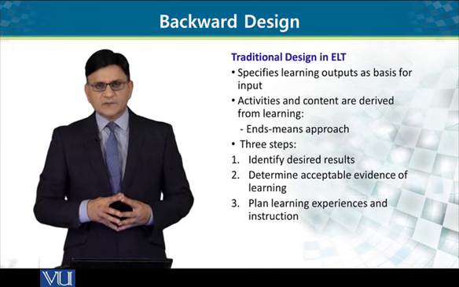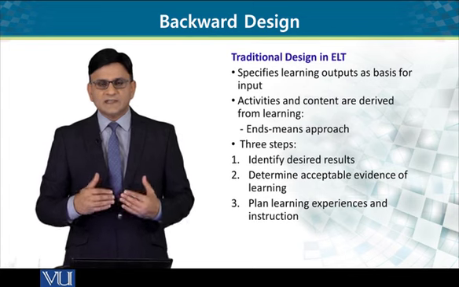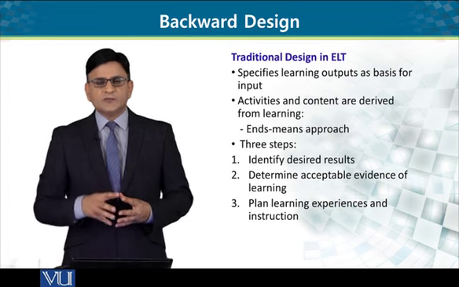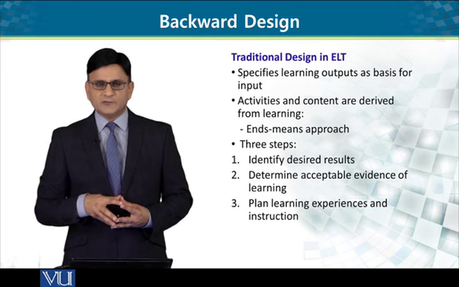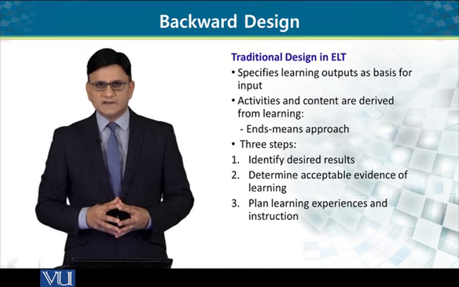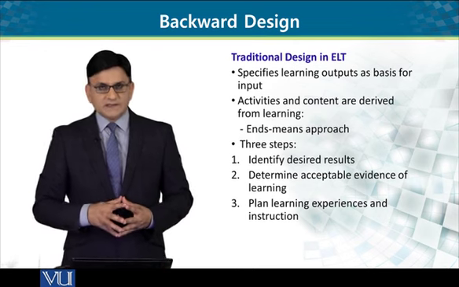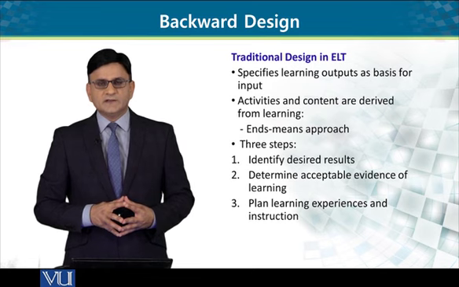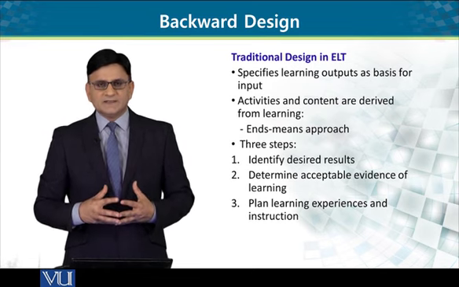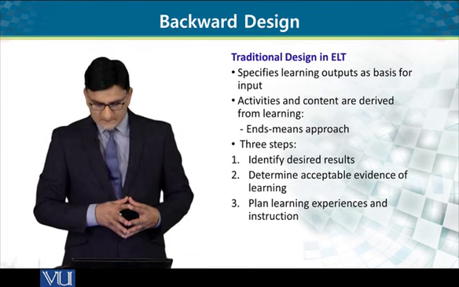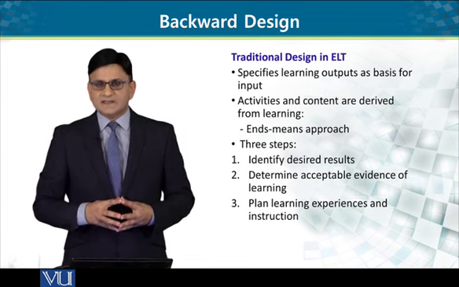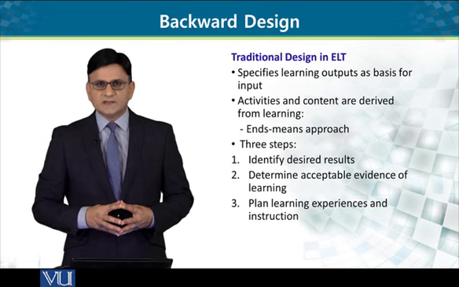First, we need to identify the desired results. I mean, what outcomes or output we're going to have from a specific language program. This is the question we need to first address within the framework of backward design. The second step is to determine acceptable evidence of learning, I mean, to identify the learning experiences of the students. And thirdly, to plan learning experiences and instruction. And then we can make decisions about choosing instructional materials for a specific language program.